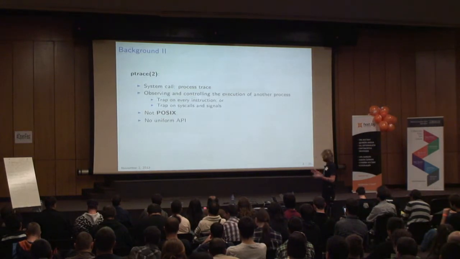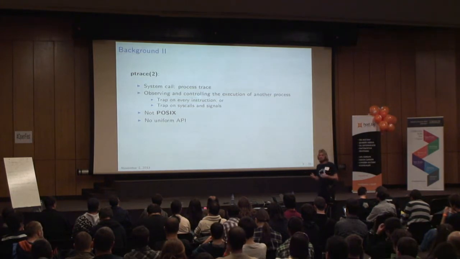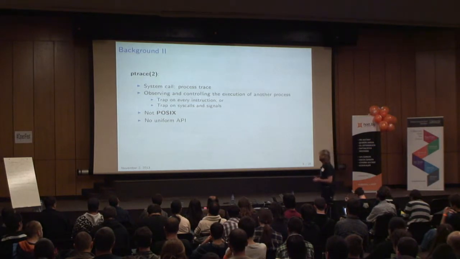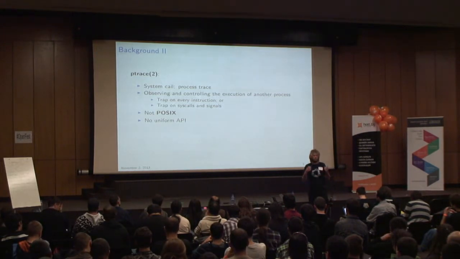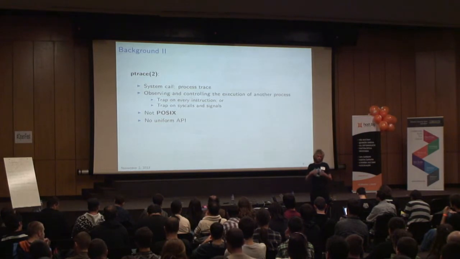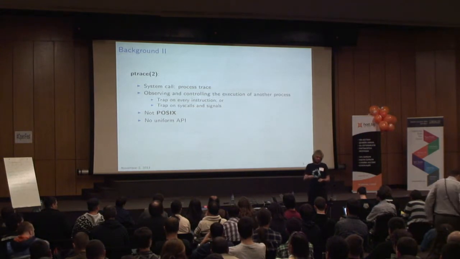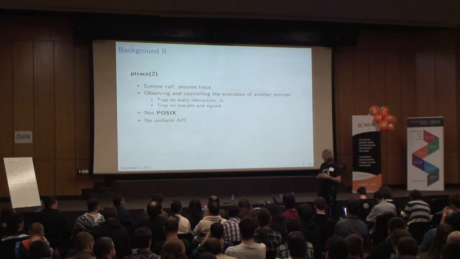So I mentioned ptrace already. It means process trace. It doesn't mean POSIX trace, which would imply that the API is sort of sane and shared, which it's not. As I said, it has no uniform API. And with ptrace, there's basically two ways to debug processes. You can either trap on every instruction, which is every assembly instruction executed, which is quite slow because every time you're debugging a process, the kernel has to stop the process. It will tell you, hey, it executed one instruction, and then you can do whatever you want with the process, and then you can let it continue to the next instruction.